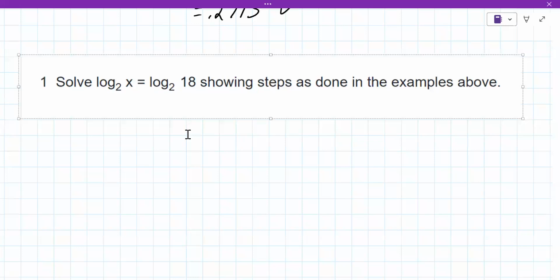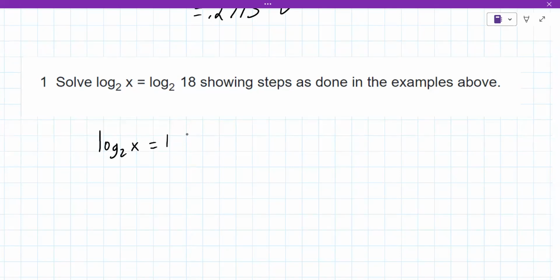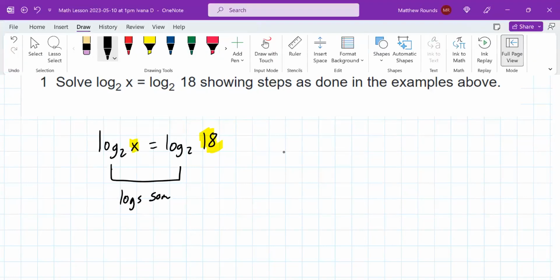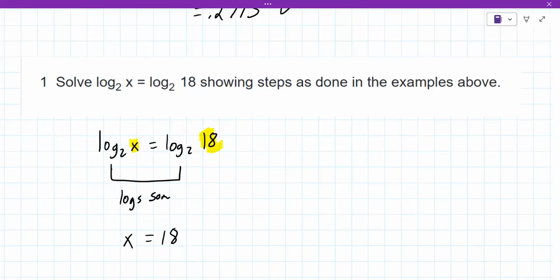So this problem has some similarities to what we were doing to start this lesson. I'm going to just rewrite it without all the words to kind of clean this up a little bit. When the logs are the same, you can set the part inside the logs equal. So there's not much to do here. You actually just write x is equal to 18. If the log bases are the same, you can set the insides equal. It's just a property of logarithms.